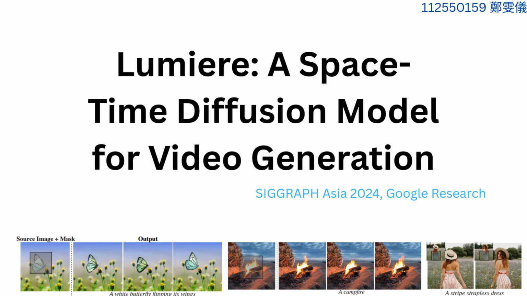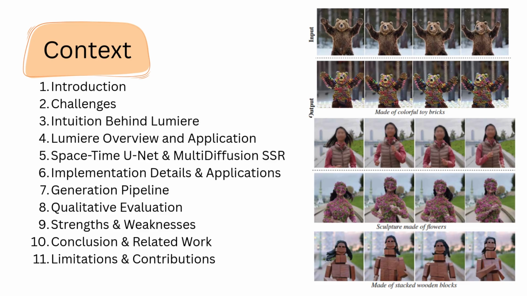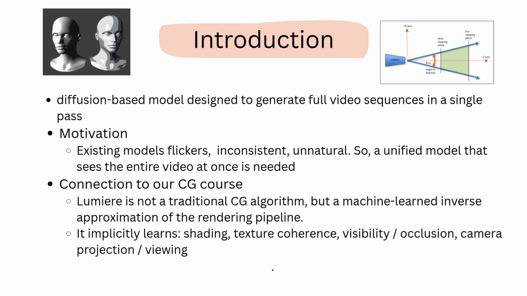Okay, hello everyone. Today I'll be presenting Lumiere, a space-time diffusion model for video generation, a recent SIGGRAPH Asia 2024 paper by Google Research. The paper introduces a new architecture for generating high-quality, coherent video using diffusion models. I'll walk through the motivation, the challenges, the system, and maybe some of my feedback on it. So, this is my context and what I'll go through. So, let's talk about the introduction.